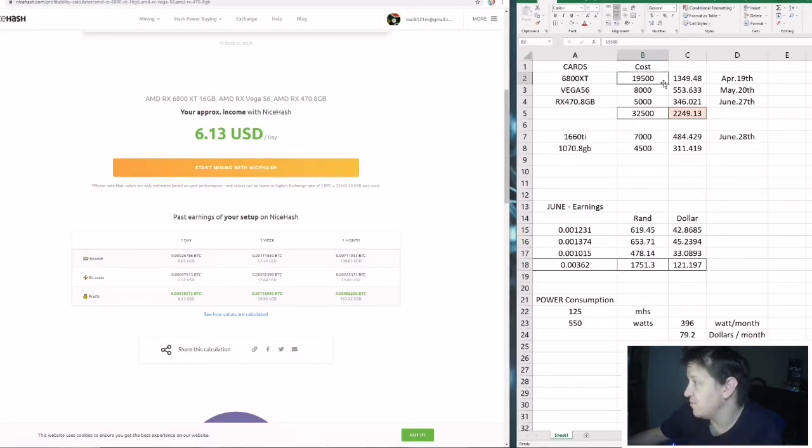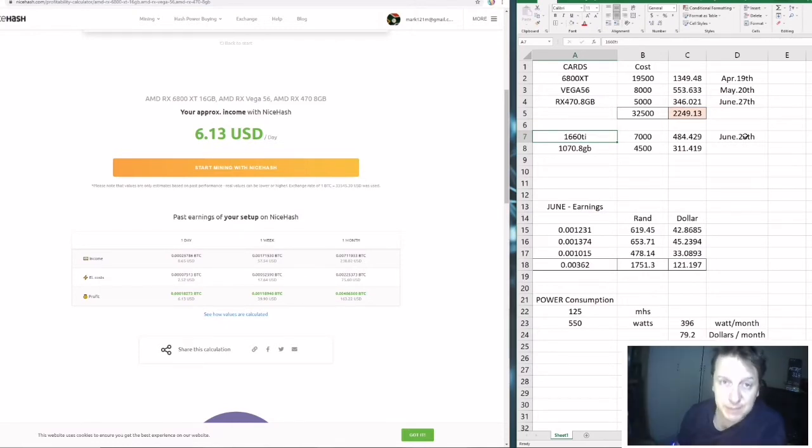So on the top here of my spreadsheet, if you look to the right, this is what I paid for the card, $1,950, which is equal to $1,350, and that I bought on April 19th of this year, 2021. The Vega 56, same thing, bought it for $550 on May 20th. Then the RX 470, I just bought that about a day or two ago, on June 27th. I bought another 1660 Ti for $484, on June 28th. I haven't put that into my rig yet. I'm going to be doing that very shortly.